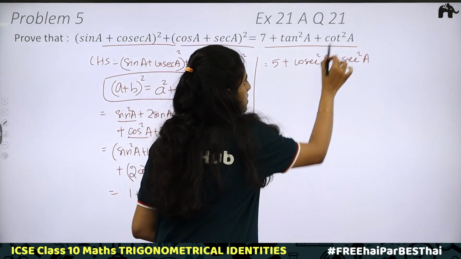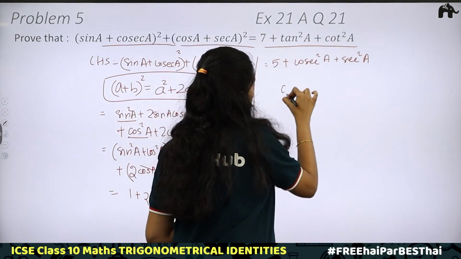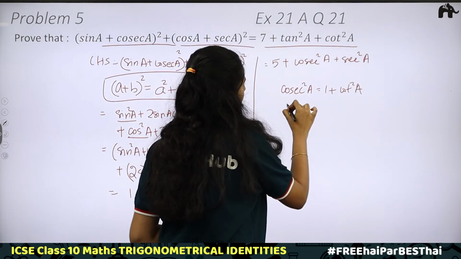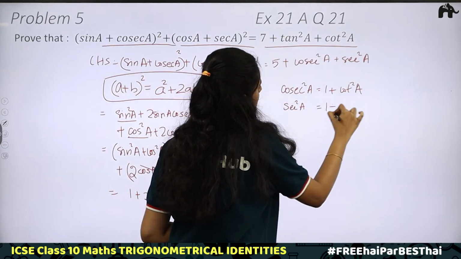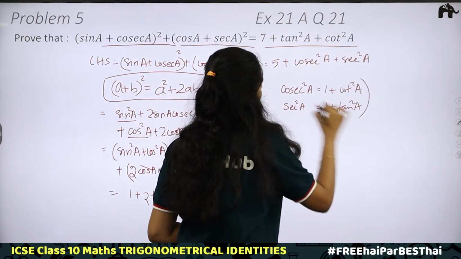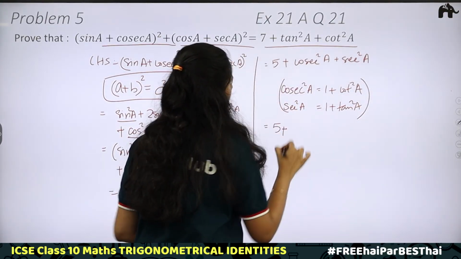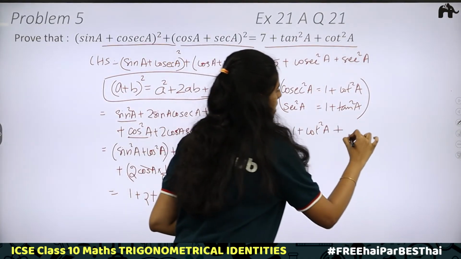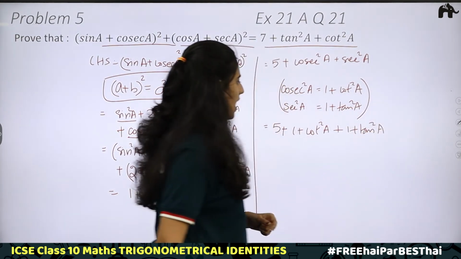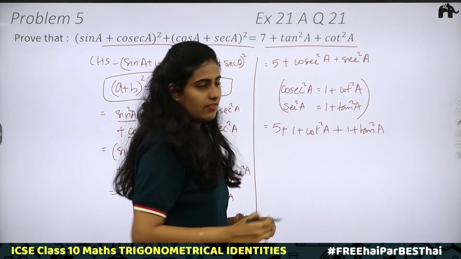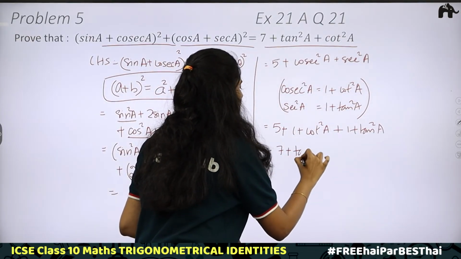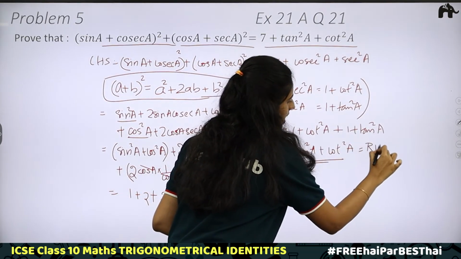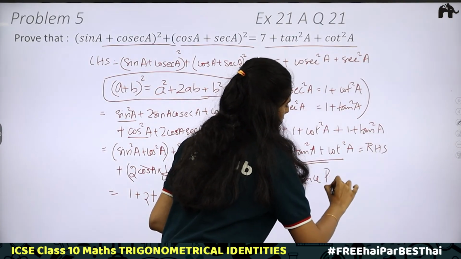square A. We know that cosec square A and cot square A are related. We have cosec square A is equal to 1 plus cot square A. Similarly, we have sec square A is equal to 1 plus tan square A. Now we are applying this. We get 5 plus cosec square A, 1 plus cot square A, plus sec square A, 1 plus tan square A. Adding 5 plus 1, 6, 6 plus 1, 7. 7 plus tan square A plus cot square A. So this is the required result. We have reached RHS. So hence proved.